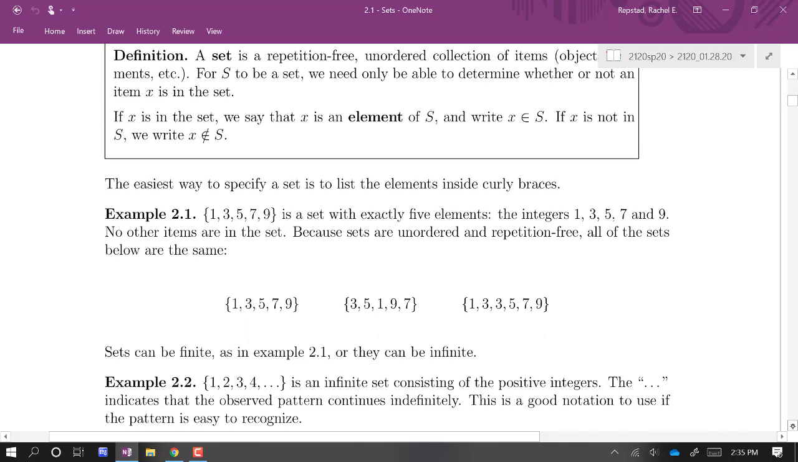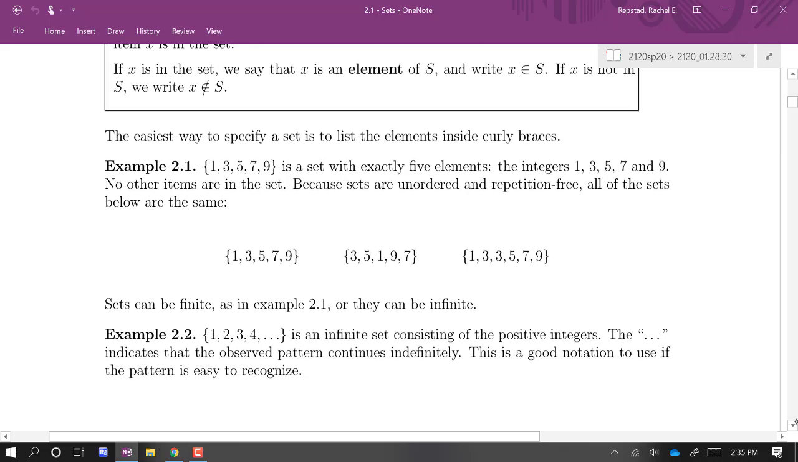So when we list elements of a set, they go inside curly braces. Curly braces say the order doesn't matter, right? It's an unordered set. If we use parentheses, the order matters. And we know that. In fact, we see ordered sets all the time. We just don't call them ordered sets. We call them ordered pairs, and we visualize them as coordinates on the plane. The parentheses there are actually important. They actually mean that it's ordered.